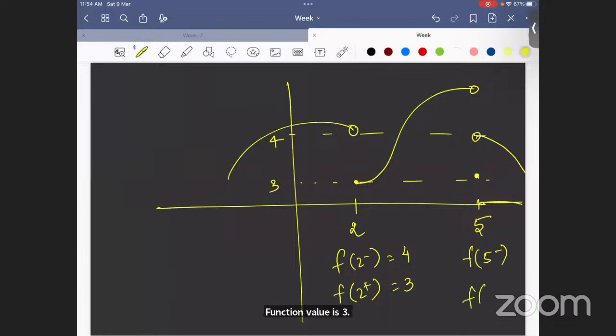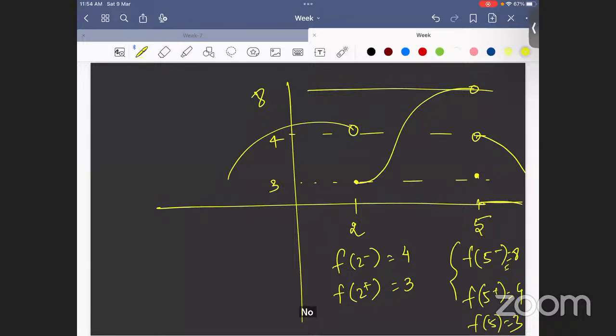So f of 5 plus is again some different value. f of 5 minus is, for example, some 8, and f of 5 plus is 4. But the exact value, f of 5, is what? 3. Yes, the limit doesn't exist, that is clear because all three are different. But f of 5, I'm just asking, what is the exact value at 5? The 3, right? Yes, it's 3. And the limit doesn't exist because you can see that the left hand and the right hand limits are not equal.